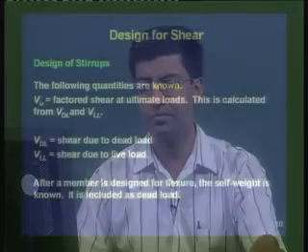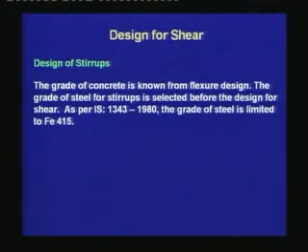If we have other types of loads like lateral loads, then we have to calculate Vu as per the load combinations specified in IS 456-2000. The grade of concrete is known from flexure design. The grade of steel for stirrups is selected before the design for shear. As per IS 1343-1980, the grade of steel is limited to Fe415.